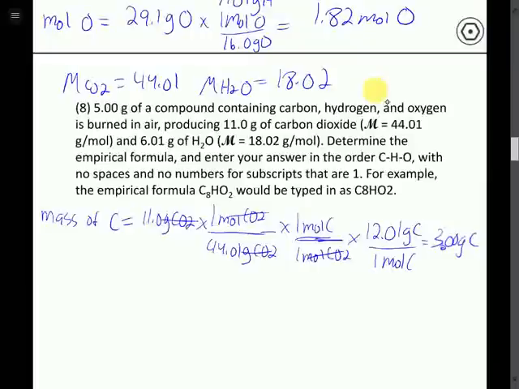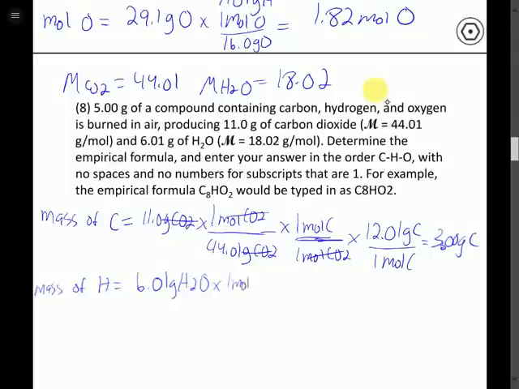Now the mass of hydrogen. All the hydrogen in the combustion reaction goes in to make water as a product. So we have 6.01 grams of water. That's told to us in the problem, given to us. So 1 mole of H2O has a mass of 18 grams.